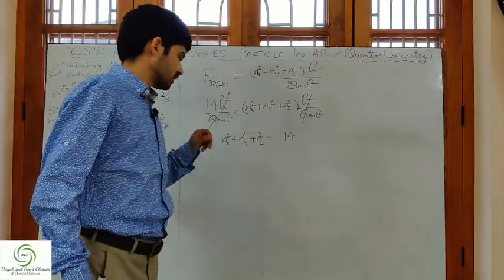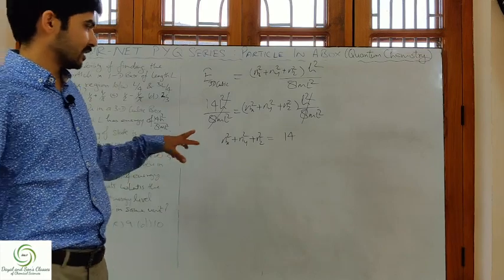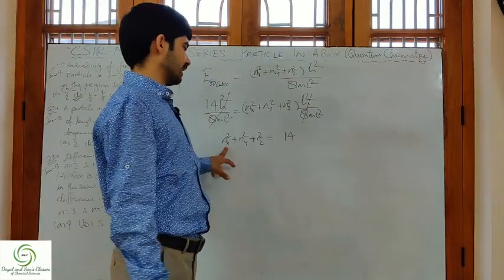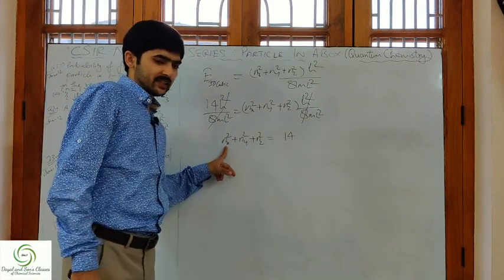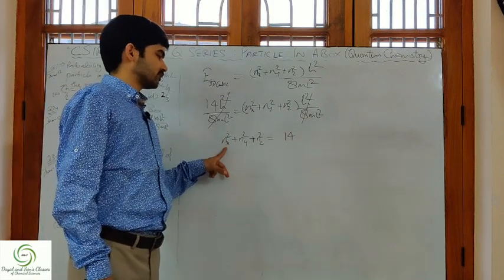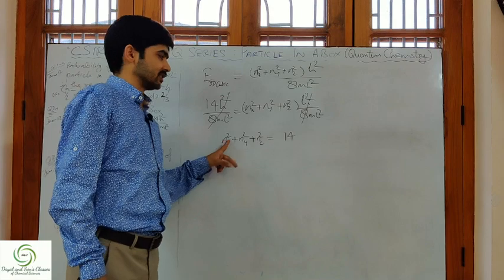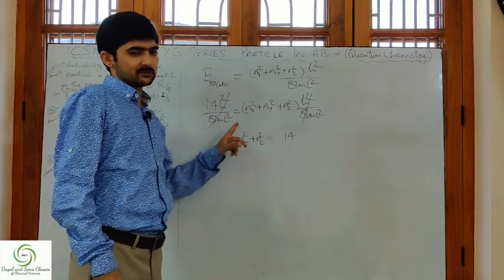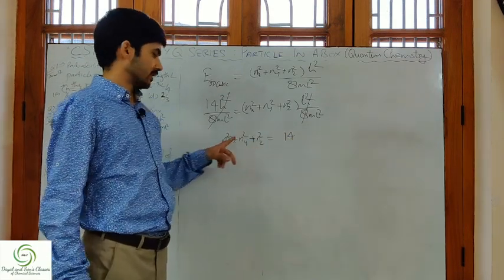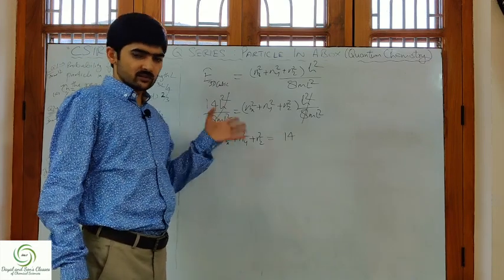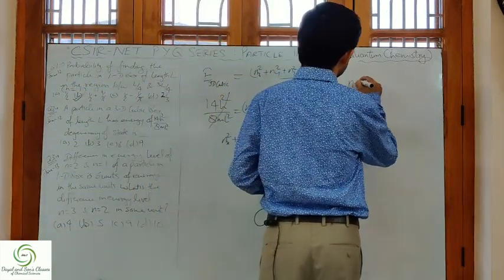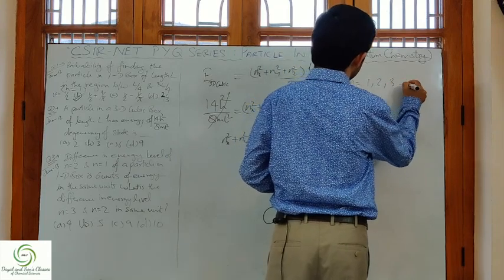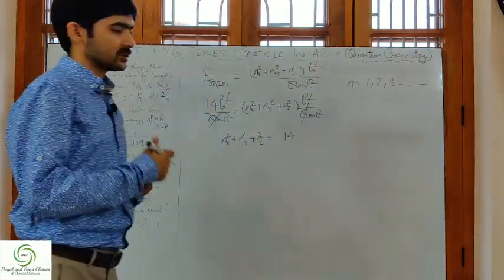Now, if we put nx equal to 4, it is very clear that neither nx nor ny nor nz can be 4. Why? Because if we put nx equal to 4, square of 4 is 16 and we have here 14. It becomes greater than 14. So nx cannot be 4. And we know that the value of n varies from 1, 2, 3, 4 and so on.